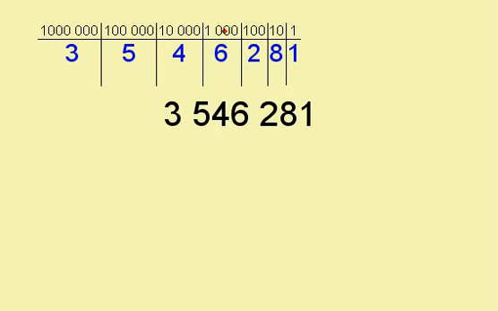Some people think that millions come straight after thousands, but it's actually 10,000s, then 100,000s, and then 1,000 thousands we call a million.